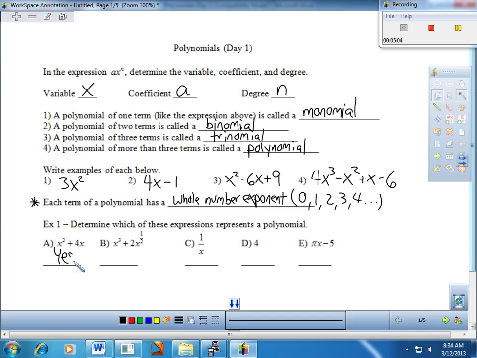Letter A is definitely a yes. Absolutely. I have a 1x to the second plus 4x to the first. And look at those exponents, guys. Nice whole numbers. So yes on that.